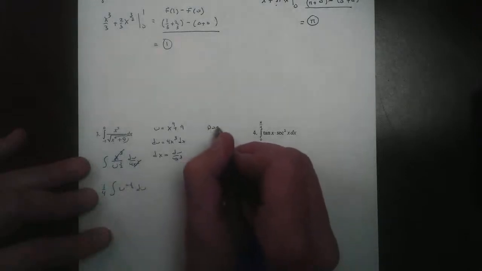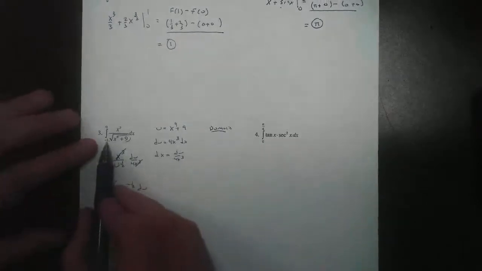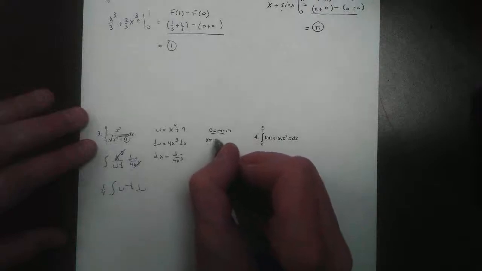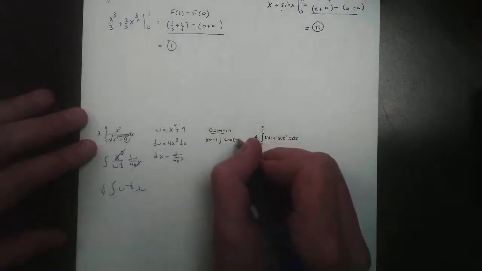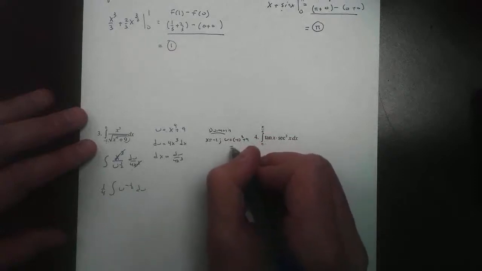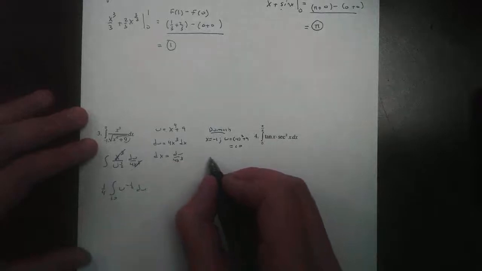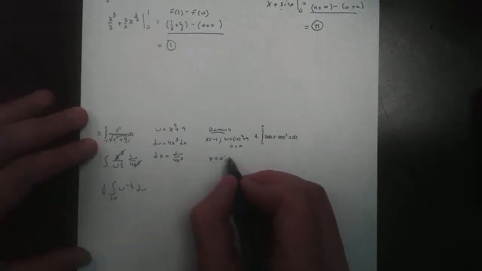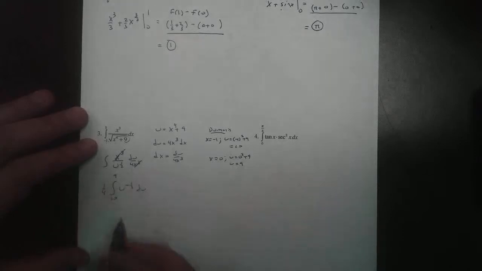And now I'm going to take a look at my domain. Remember, this is U-substitution. Here, x is negative 1. Well, if x is negative 1, how do I get u? Well, u is negative 1 squared plus 9, which is 10. So I put that down here. Next, I let x equal 0. Well, if x is 0, u is 0 squared plus 9, or u is 9. So I go to 9. Change your domain. Now I can integrate this.